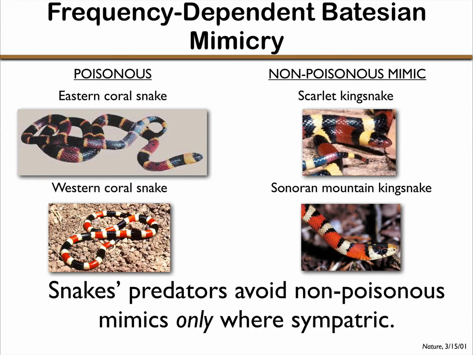So only where they're sympatric, where they live in the general vicinity of one another, will the predators avoid those mimics. So at least where they are sympatric, this mimicry works really, really well. And unlike the octopus, by the way, these non-poisonous snakes don't turn that coloration on and off. That's the way they always look.